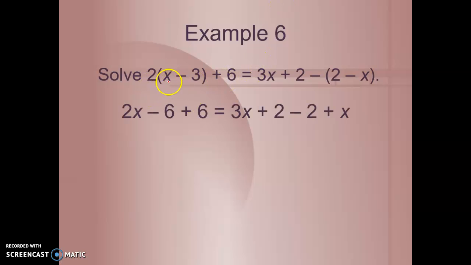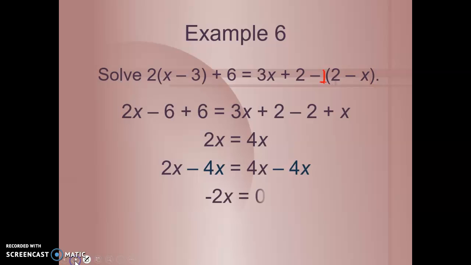Once we've distributed that 2 and that negative 1 over here, don't forget about that negative 1, we end up with these two expressions. We can simplify our expressions by combining like terms, so we get 2x equals 4x. If we subtract 4x from both sides, what we get is that negative 2x equals 0.